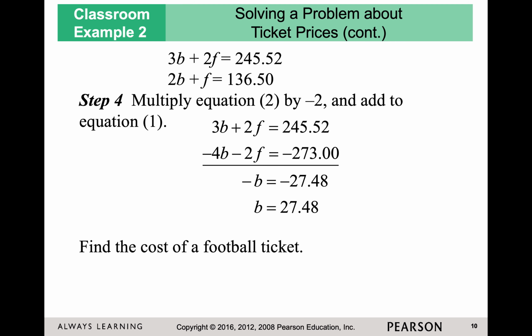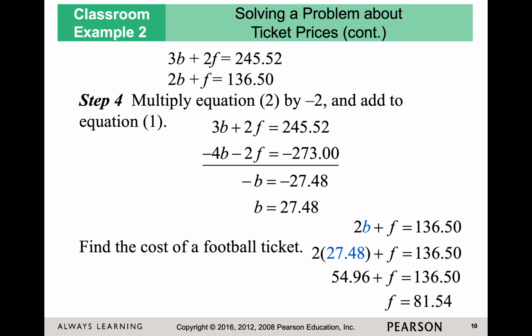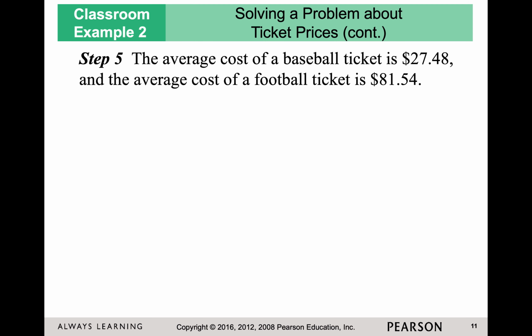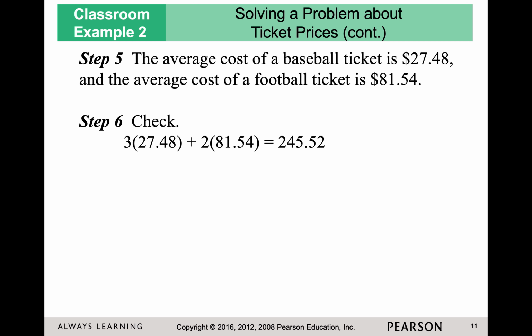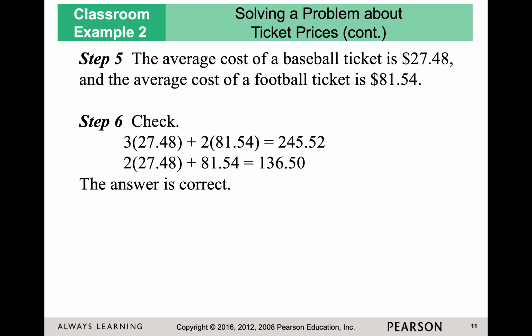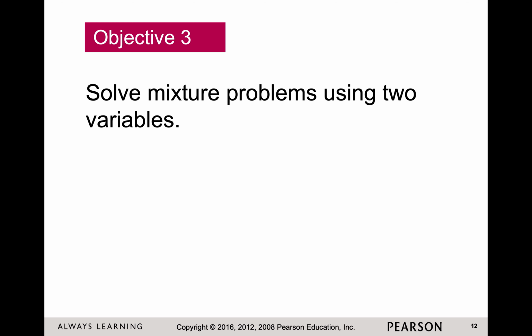So once I get the baseball value, I can plug it back into the original equation to get my football value. The average cost of the baseball ticket is $27.48, and the average cost of the football ticket is $81.54. If I want to check my answers, I can plug it back into the original equation to see if I'm right, and I am. The answer is correct.